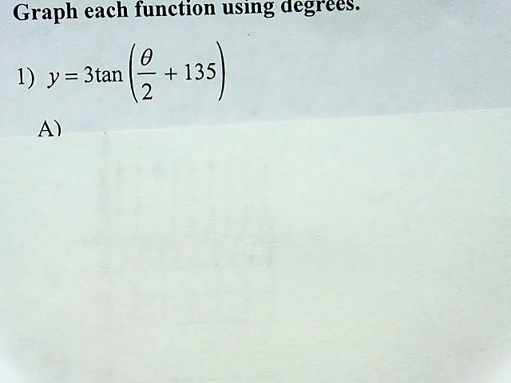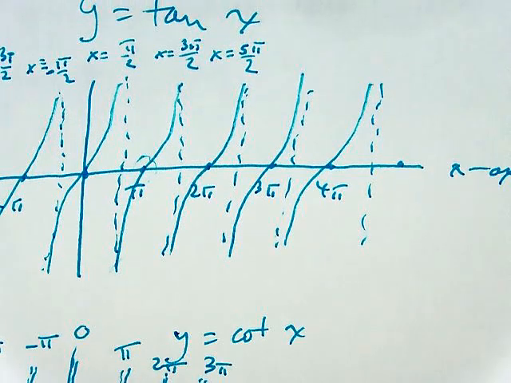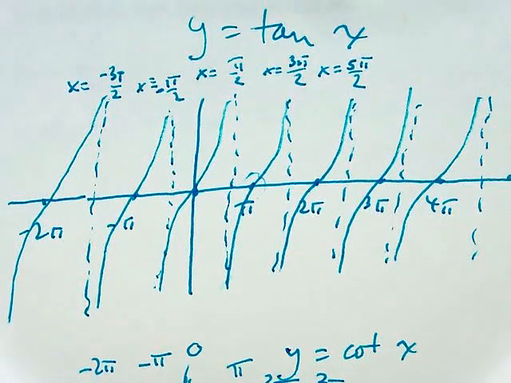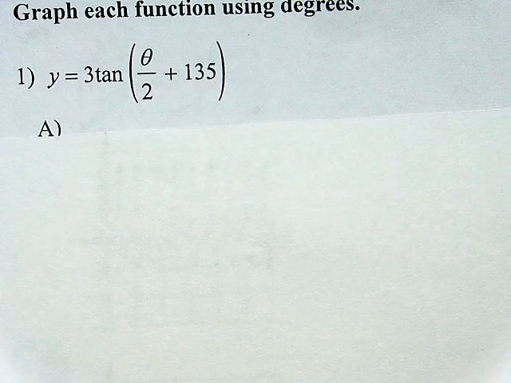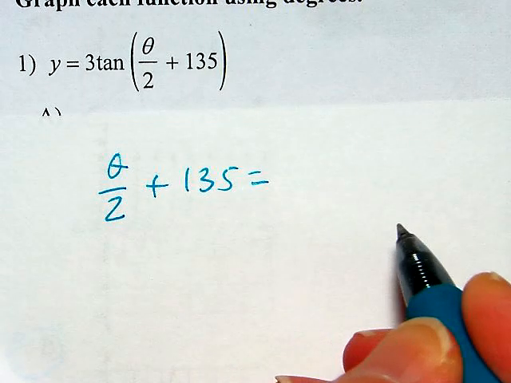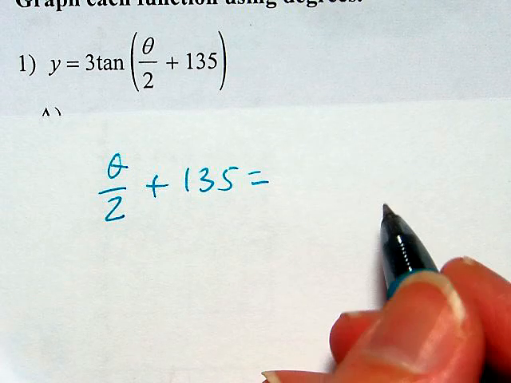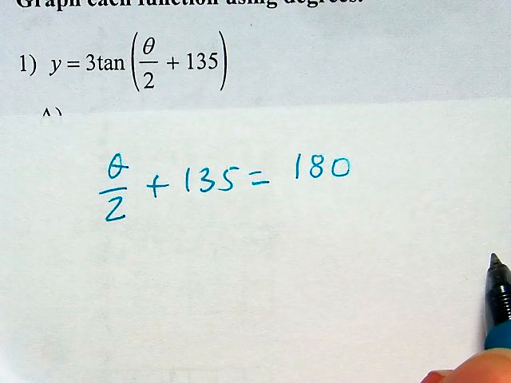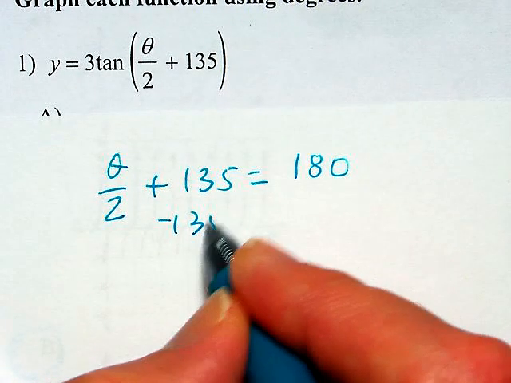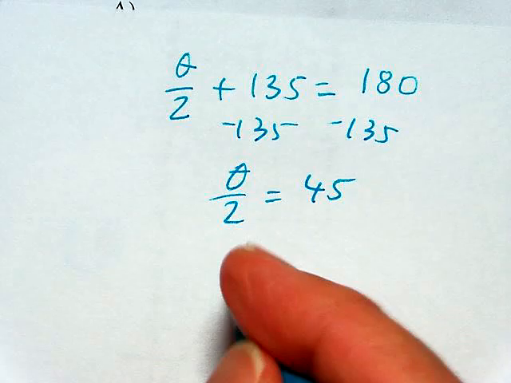So let's revisit our tangent graph and notice that the zeros are at intervals of whole number pi. So pi, 2 pi, 3 pi, or negative pi, or negative 2 pi, or even 0 are all zeros of the tangent curve. So we can set theta over 2 plus 135 equal to any of those zeros, and then just solve for the appropriate zero. So one of the zeros was pi, which is 180. So let's go ahead and solve for 180. Subtract 135 from both sides. That would give us theta over 2 equals 45, which means theta equals 90.